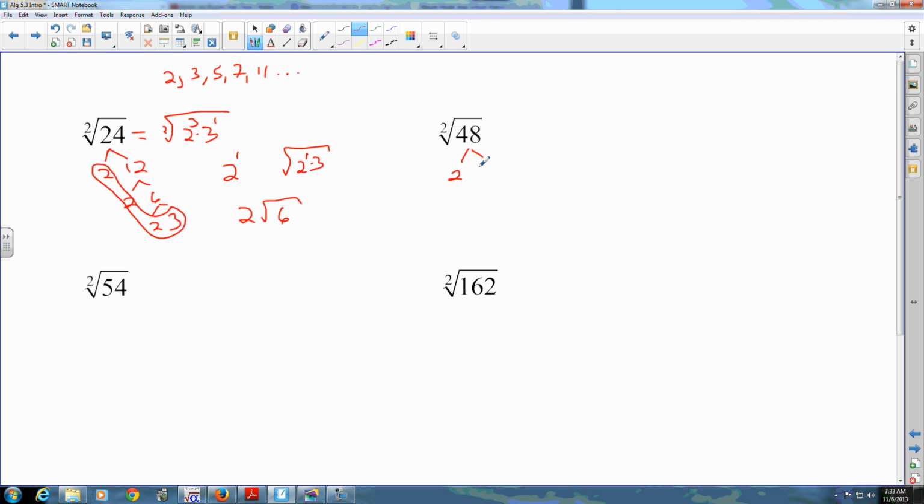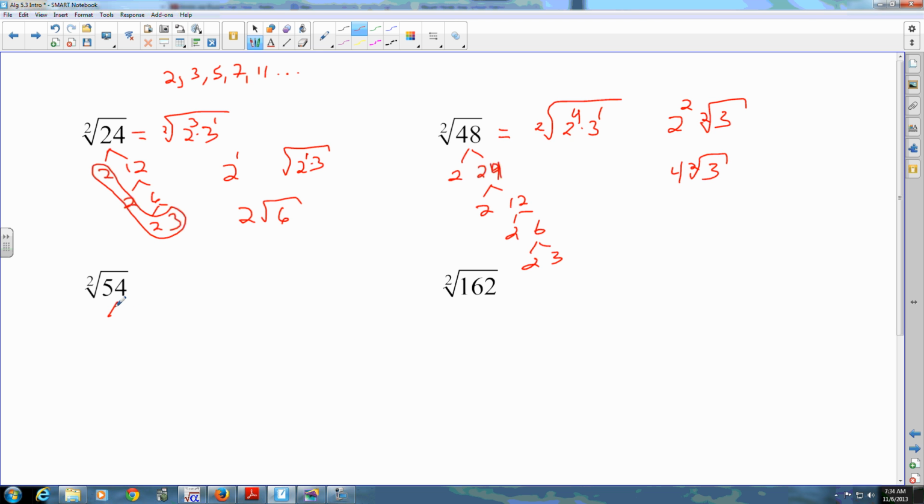48, start with 2 again, 24, that's a 4, 2, 12, 2, 6, 2, 3. 1, 2, 3, 4, and 1. So this is the same thing as the square root of 2 to the 4th times 3 to the 1st. 2 goes into 4 twice with nothing left over, and 2 does not go into 1, so it's just 3 has to stay put. So you can leave it like that, or you could write 4 square roots of 3. Again, the 2 is optional. You can put it there or not put it there.